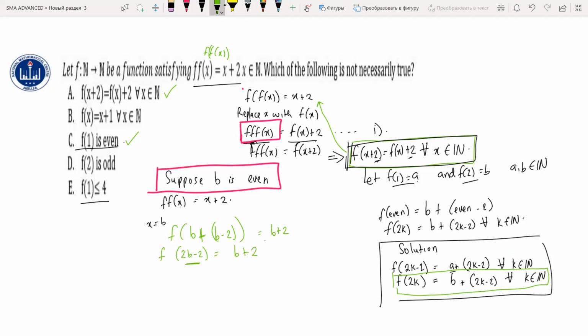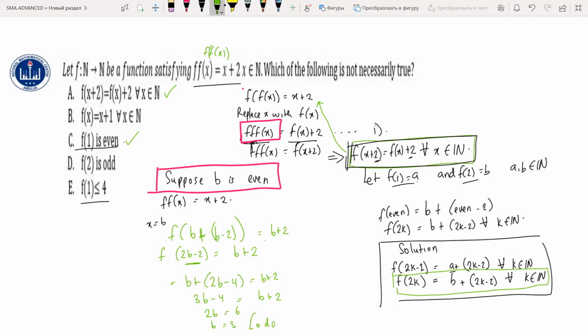So this is also under even number. So we use the even part of the function again. So what does this give us? It gives us that the number inside here is going to be equal to B plus the number inside minus 2. That will be 2B minus 4 equals B plus 2. So what does it give us? 3B minus 4 is equal to B plus 2. So collecting like terms, we get 2B is equal to 6. So B is equal to 3.